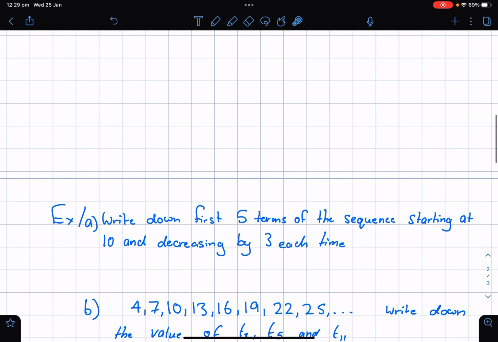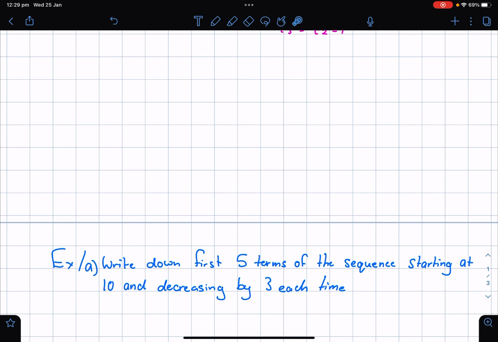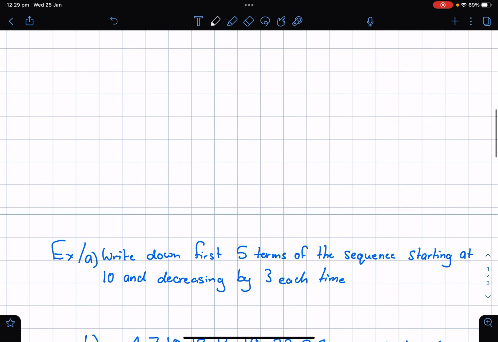So let's do an example together. Write down the first 5 terms of the sequence starting at 10 and decreasing by 3 each time. So we're starting at 10 and we're decreasing by 3 each time. That means my second term will be 7, then my third term will be 4, my fourth term will be 1, and my final term will be negative 2. See how we decreased by 3 each time, but we still started at 10.